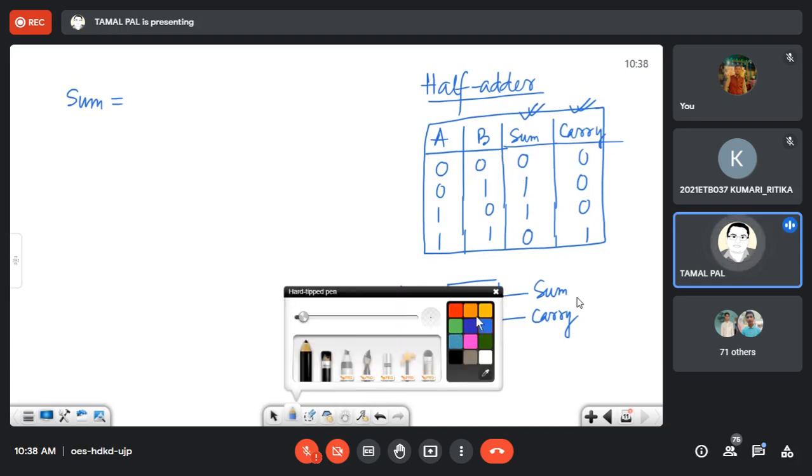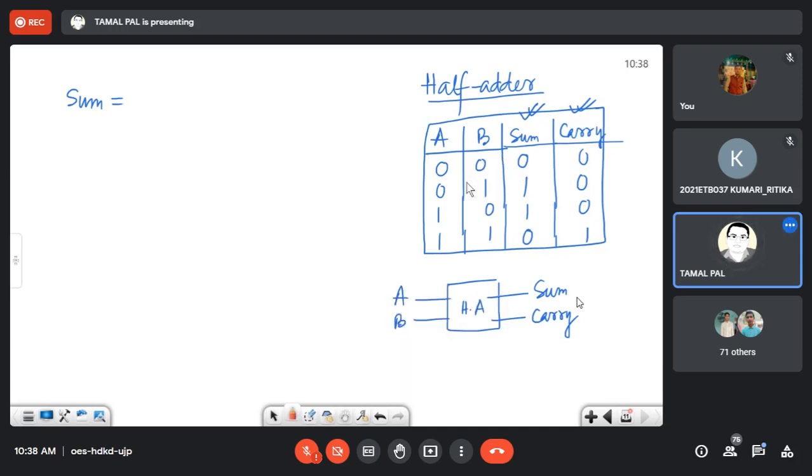Now let me identify the rows with 1. Let's follow step by step, and if there is any problem, please report me. So please, what does sum represent here? Sum represents sum of the addition.